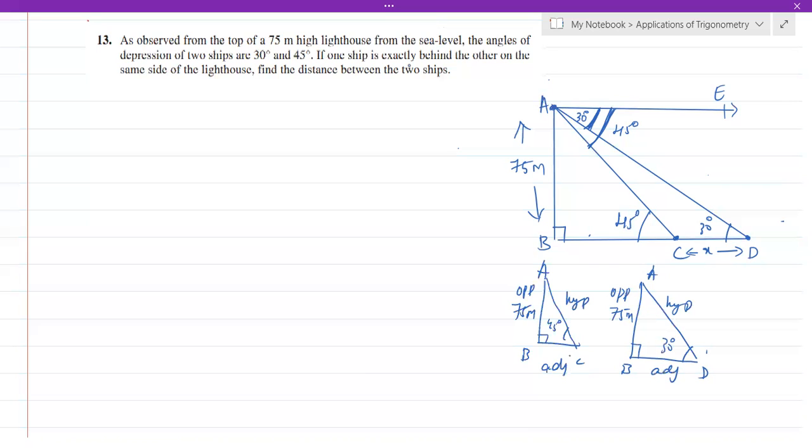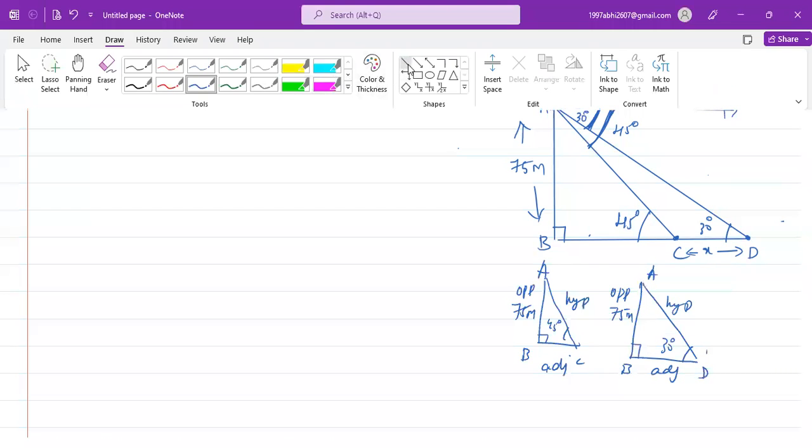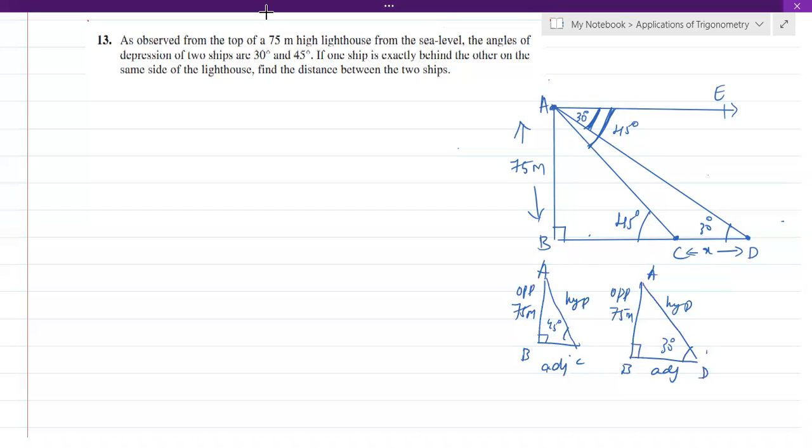Again, we are going to use the same logic. In both the triangles, AB value is given. So AB is the common side. So let's find AB, and directly we'll get the answer. So in triangle, let's take the first triangle ABC. So angle B is 90 degrees.